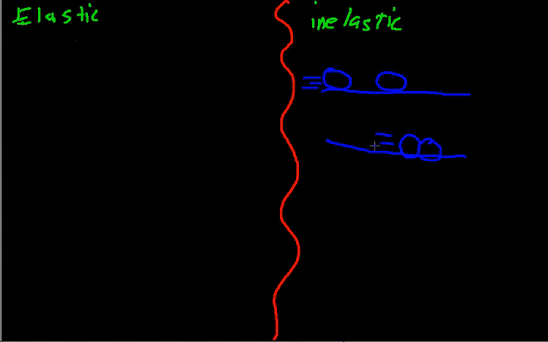This is exactly what happens during a game of billiards or pool. You shoot the cue ball at your target, and when the cue ball hits the target, both of them go together. So if this is M1 and this is M2, the mass of the object here is going to be M1 plus M2, because now they're moving as one whole body.